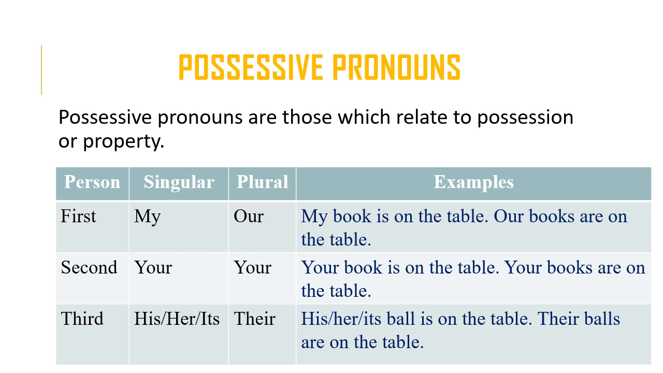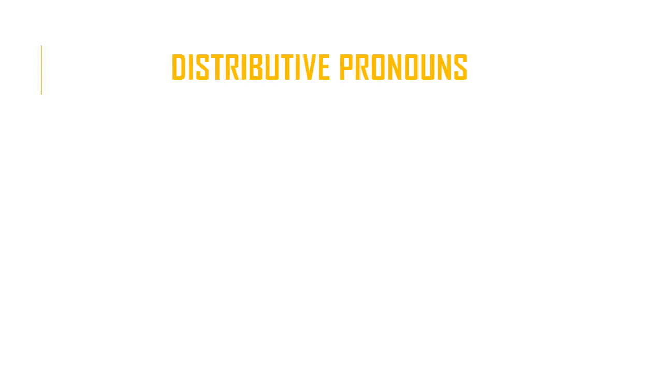You have in the first person my for singular and our for plural. My book is on the table. Our books are on the table. In the second person, your and your. Your book is on the table. Your books are on the table. In the third person, his, her, its, and their. His, her, or its ball is on the table. Their balls are on the table.